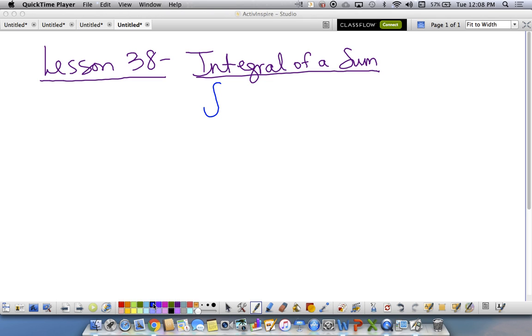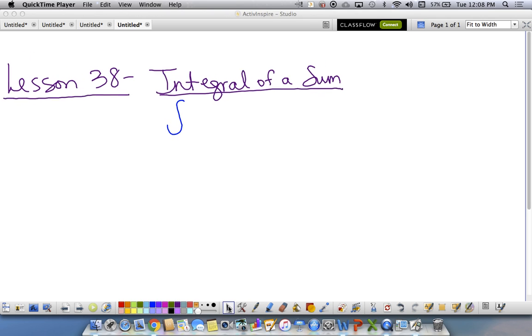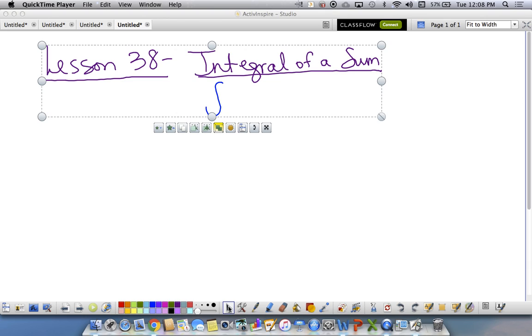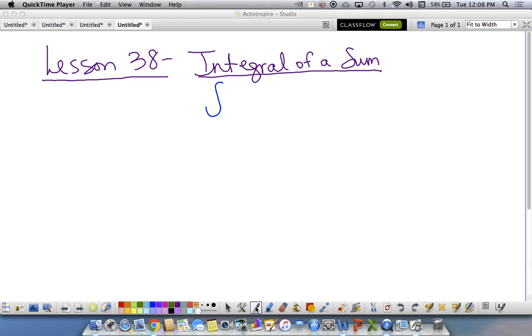Okay, so I'm going to use that little S thing that I drew. Ooh, I'm moving the whole thing. I thought I could just pick up that one. I guess not. It's okay.